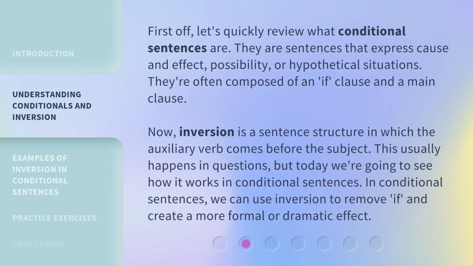Now, inversion is a sentence structure in which the auxiliary verb comes before the subject. This usually happens in questions, but today we're going to see how it works in conditional sentences. In conditional sentences, we can use inversion to remove if and create a more formal or dramatic effect.